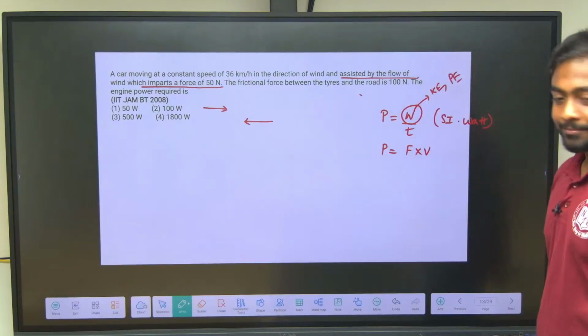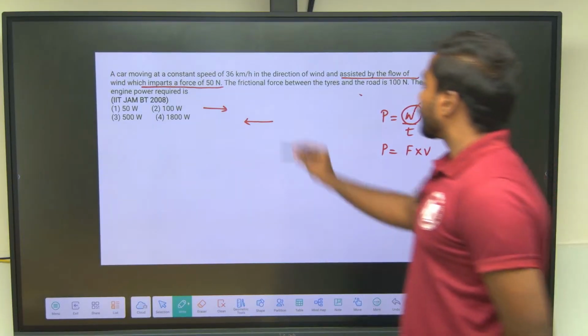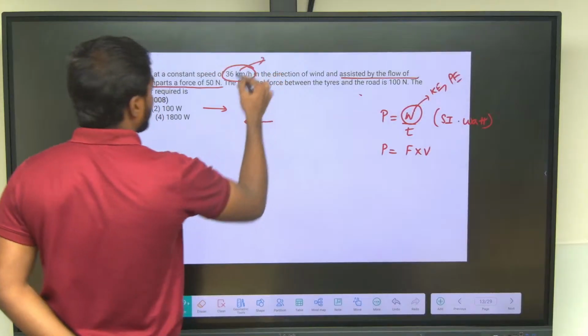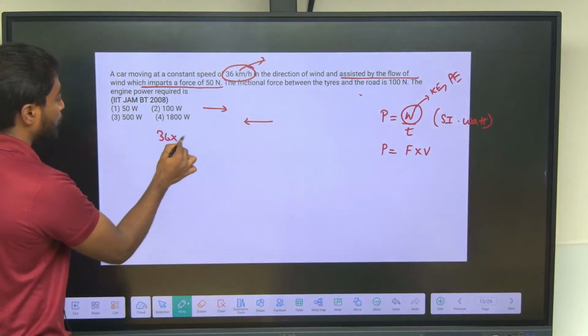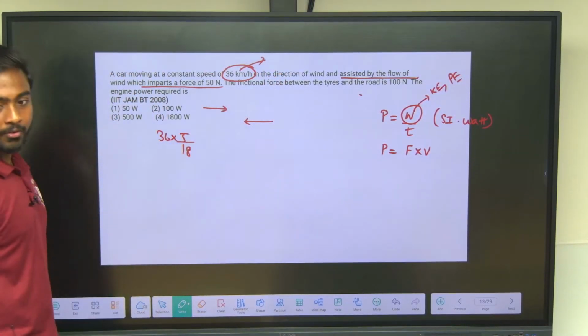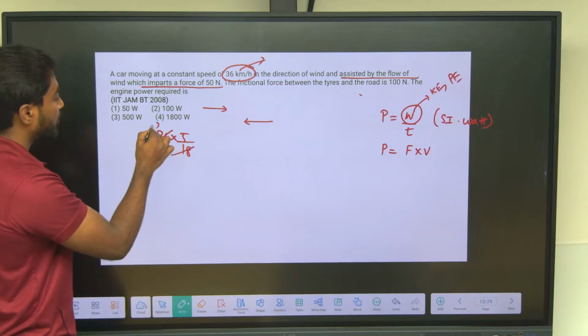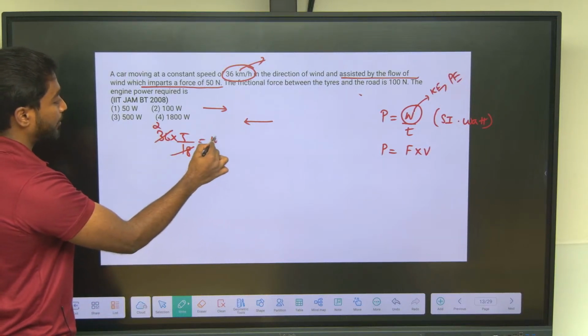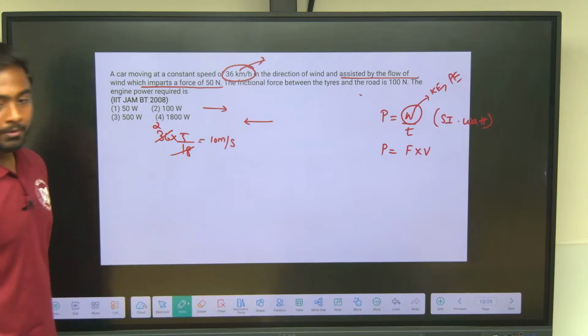Speed they have given. Speed, okay, this one I need to change into SI unit. 36 into 5 by 18 meter per second. So this is 1 times and this is 2 times. So 10 meter per second. That one I will leave as it is.